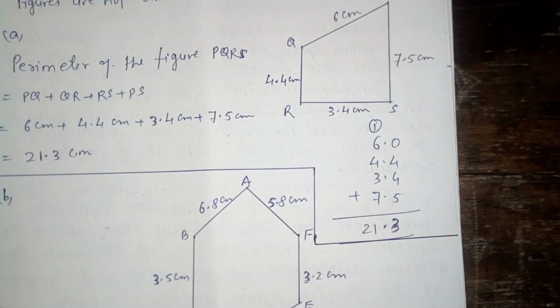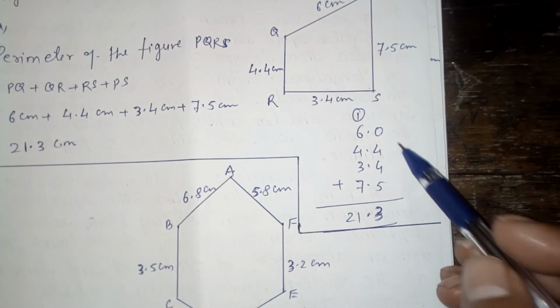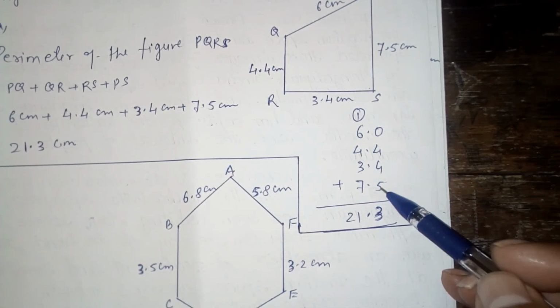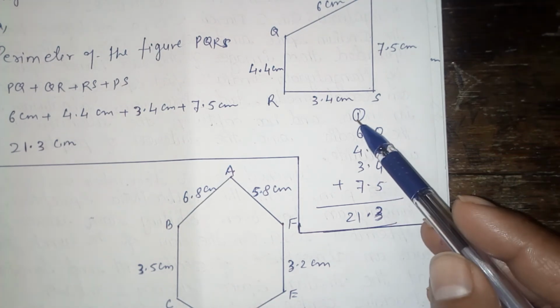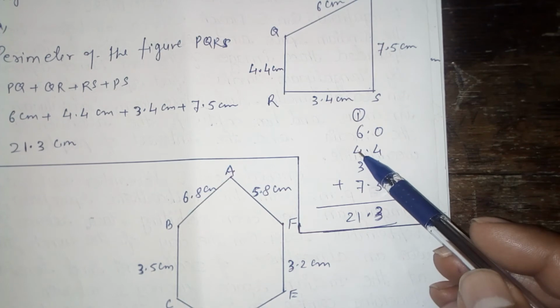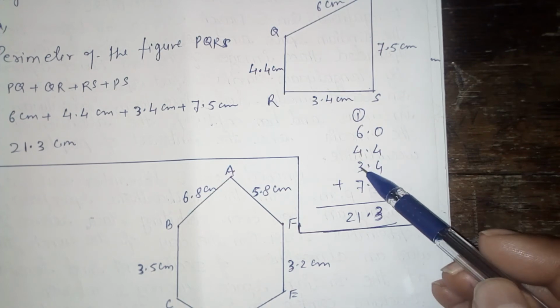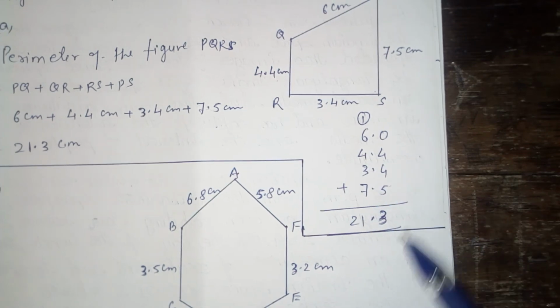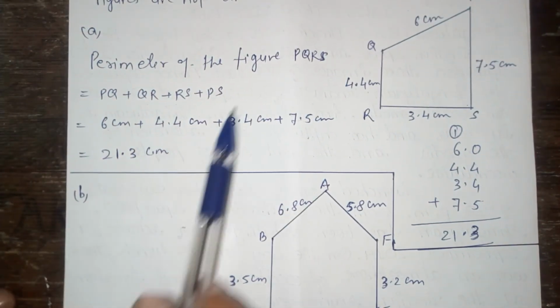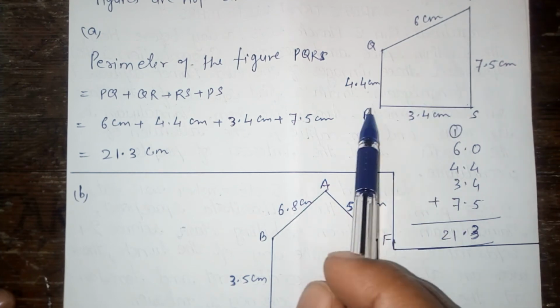Okay, now we will add these four numbers. 4 plus 4 is 8, 8 plus 5 is 13, this is 3, carry over is 1, 1 plus 6 is 7, 7 plus 4 is 11, 11 plus 3 is 14, 14 plus 7 is 21, so 21.3. 21.3 is the perimeter of the given figure.